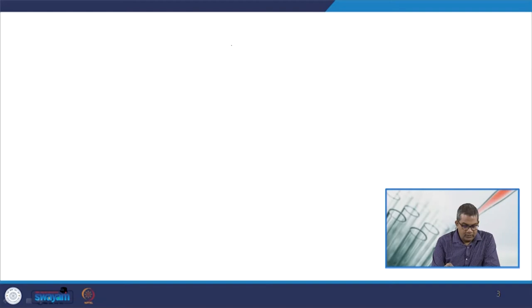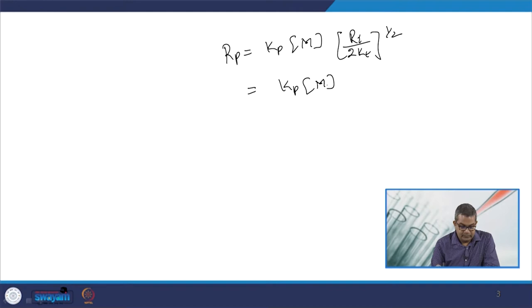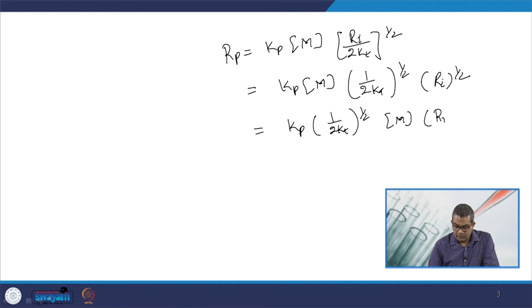Now, let us have a look at the cage efficiency. The first assumption while deriving the rate of propagation, which we developed in equation number 10, can be rearranged into a different form, that is Rp equals 1 upon 2 kt to the power half, times Ri to the power half. This is equation number 11.